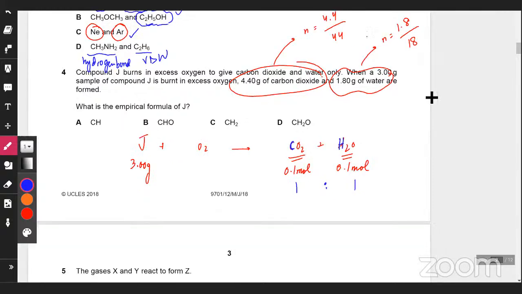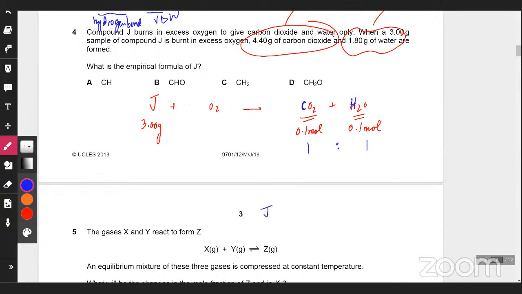I'm going to write this neatly: J, after burning in oxygen, produces 1 molecule of carbon dioxide and 1 molecule of water, right? Now we're assuming that the oxygens are coming from O2, okay? And the carbon and hydrogens are basically coming from J. So there's 1 carbon and how many hydrogens?